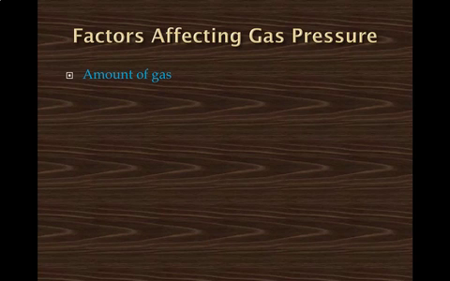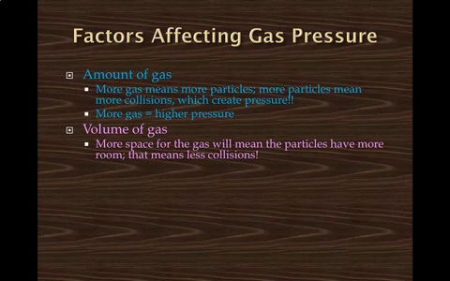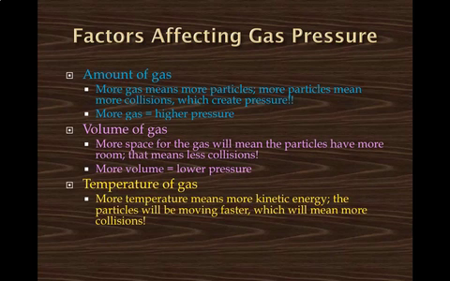So let's look at some factors that affect the pressure of a gas. The first is the amount of the gas. More gas means more particles in that space, and more particles mean more collisions, and collisions are what create pressure. So more gas means higher pressure. The volume of a gas is the next one. If there's more space for the gas, the particles have more room and they collide less, so more volume means lower pressure. The next one is the temperature of a gas. More temperature means more kinetic energy, which means the particles are moving faster, and that means more collisions. So higher temperature equals higher pressure.